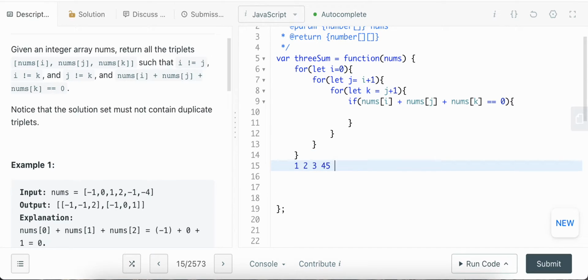1, 2, 3, 4, something. If I take any three numbers from this, since I know each and every one of them is greater than 0, the sum cannot be 0. So what do I need to do? I just need to return an empty list because it's not possible.